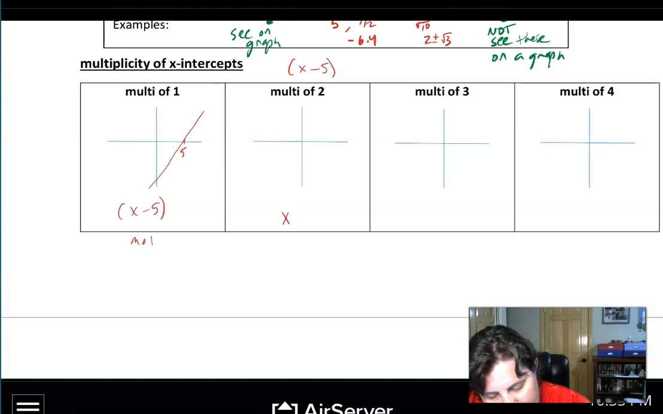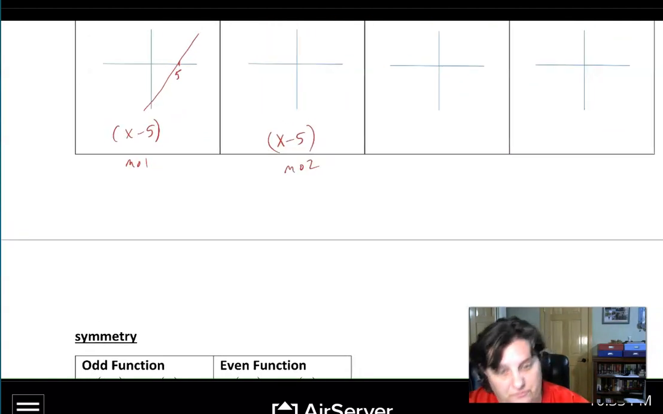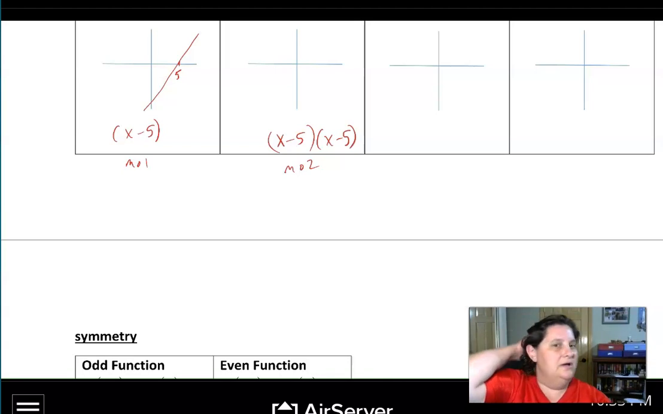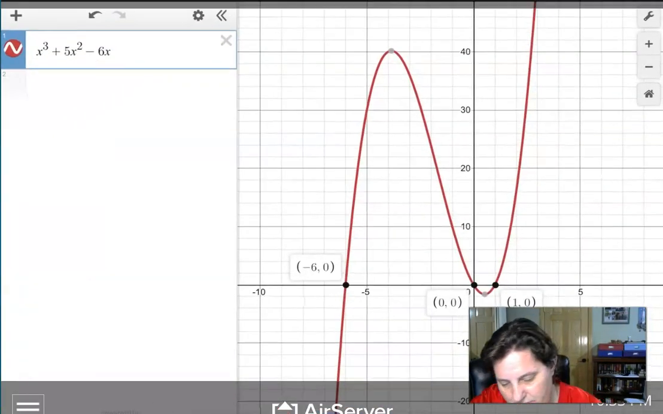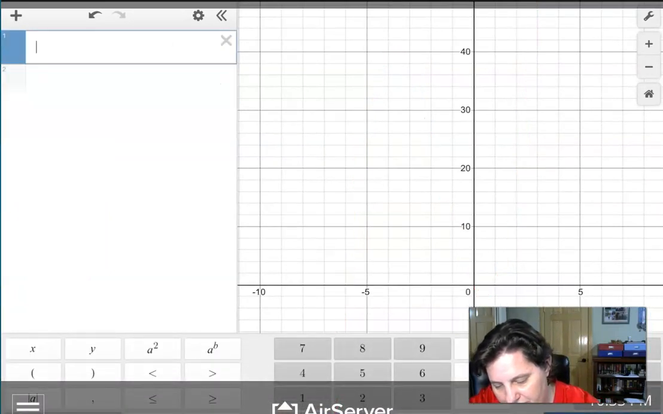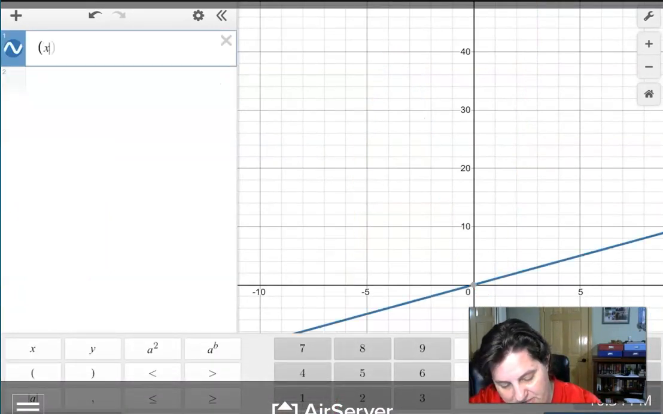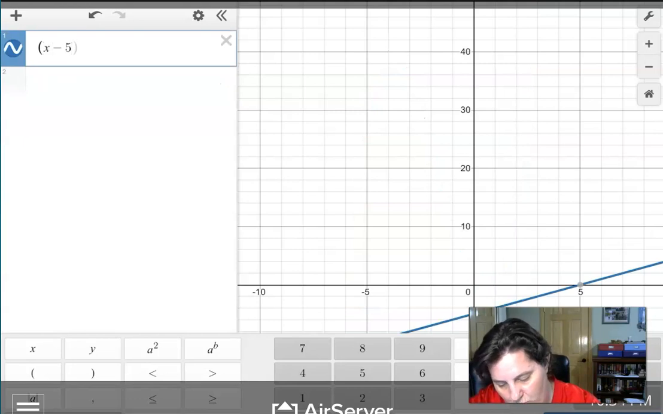All right. Let's see what happens when I do x minus 5 with a multiplicity of 2. So first of all, what does a multiplicity of 2 mean? Well, you can either write it 2 times or you can square it. So you can go x minus 5, x minus 5. You can write it twice or you can square it. Okay, so here we go. Let me show you on here. So this is if I do x minus 5 1 time.